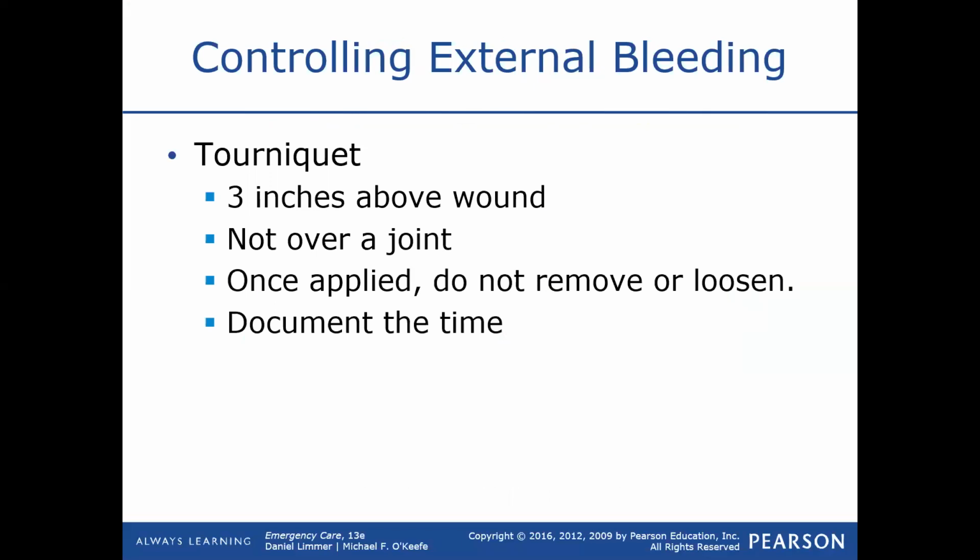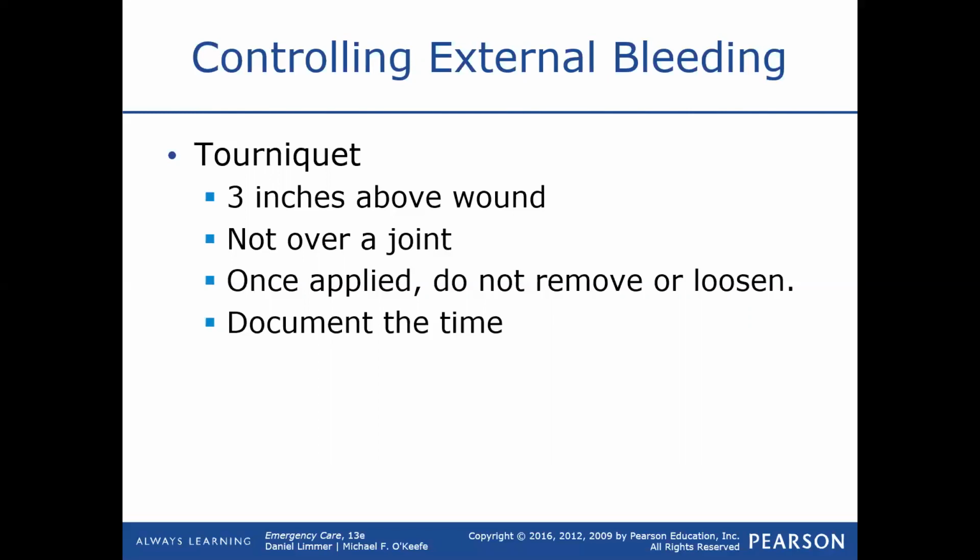When we use a tourniquet, we want to go roughly 3 inches above the wound, never over a joint, okay? So meaning that you want to go about 3 inches above, but if that 3 inches is going to land on an elbow, for example, you're going to go above it. So it's a little more than 3 inches away, and that's okay, okay?